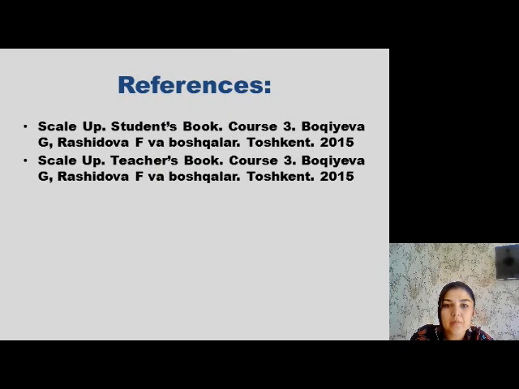References: Scale Up Students Book Course 3 by Bokhieva, Rashidova and others. Scale Up Teachers Book Course 3, Bokhieva, Rashidova and others.